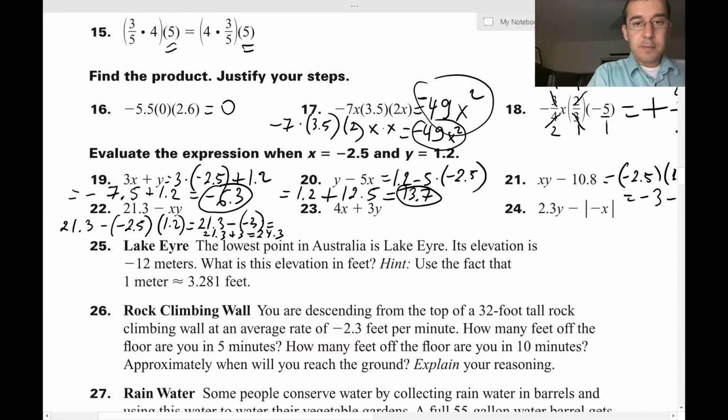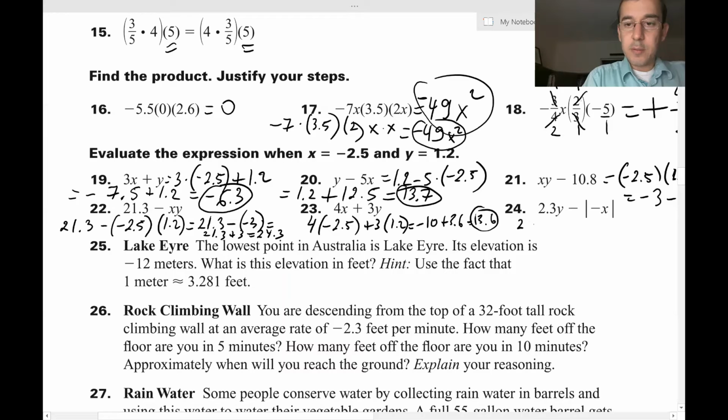23, we have 4x plus 3y, 4 times x, which is minus 2.5, plus 3 times y, which is 1.2. 4 times 2.5 is 10, so this is minus 10, plus 3 times 1.2 is 3.6, or this is minus 6.4.